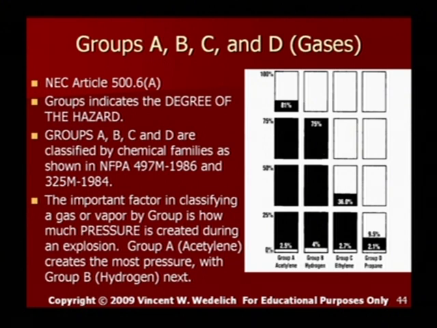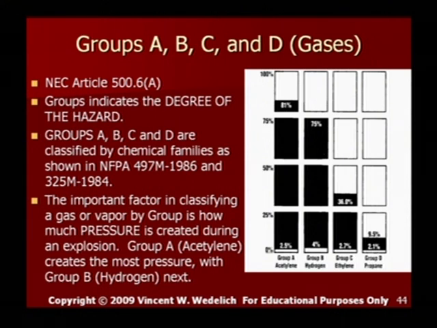Groups indicate the degree of hazard. Groups A, B, C, and D are classified by chemical families as shown in NFPA 497M and 325M. The important factor in classifying a gas or vapor by group is how much pressure is created during an explosion. Group A, acetylene, creates the most pressure, with Group B, hydrogen, next.